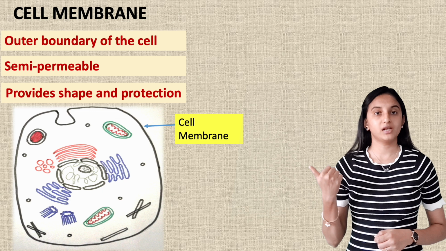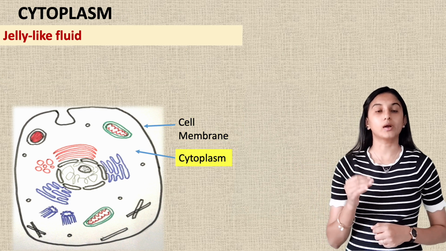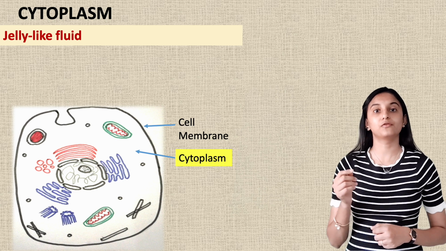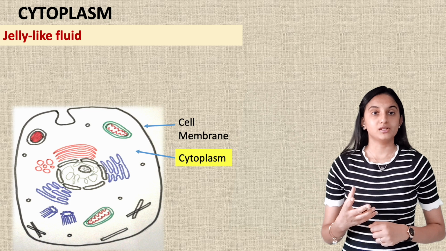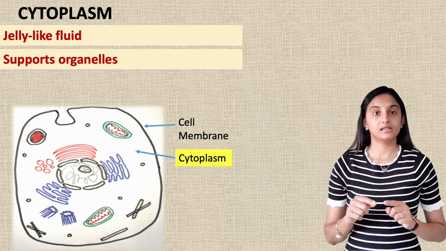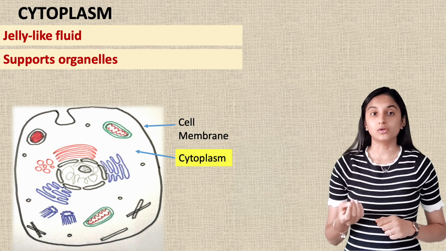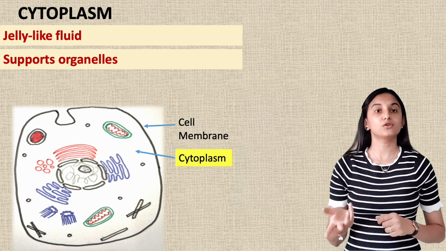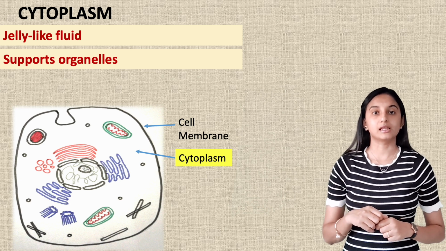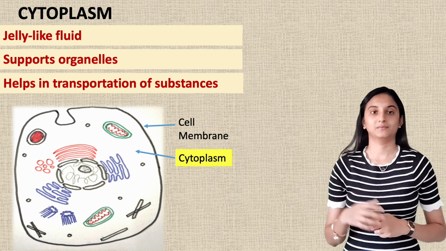Inside the cell membrane, we have the cytoplasm, a semi-fluid, gel-like substance that fills the cell. It provides the environment for all organelles to function. It contains water, salts, enzymes and other molecules needed for cellular activities. Most chemical reactions occur here.